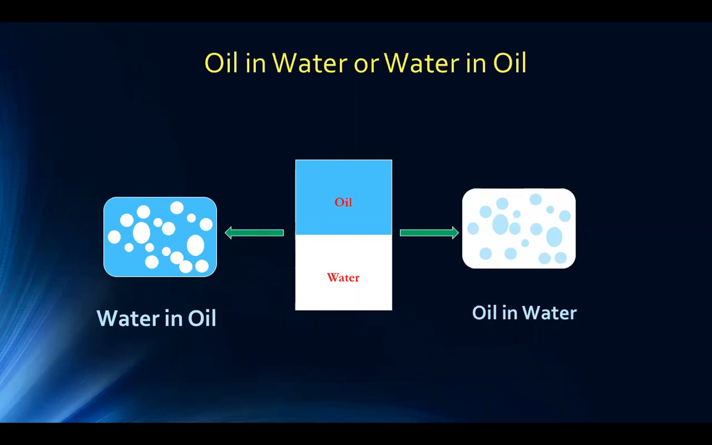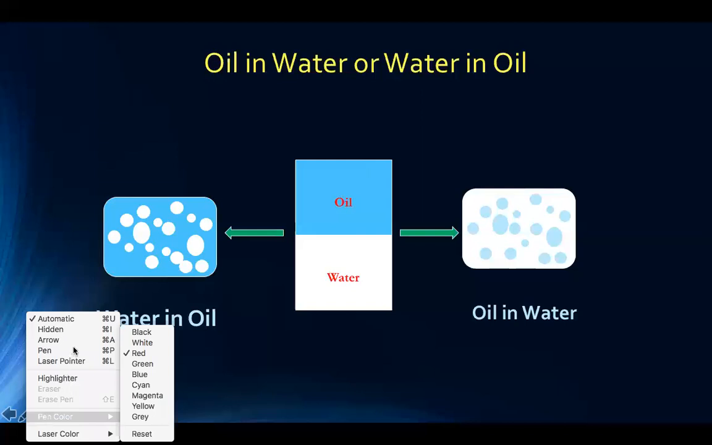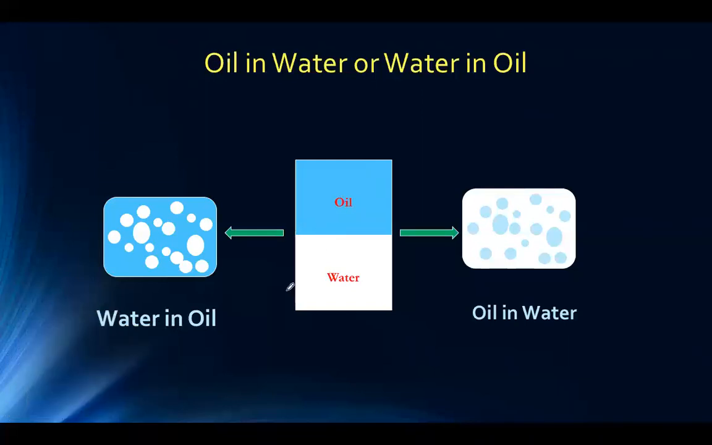Mainly the emulsifying agent used, meaning the type of emulsifying agent: some emulsifying agents produce water in oil, others produce oil in water, and sometimes it depends on the phase volume ratio. How much is the oil or how much is the water.